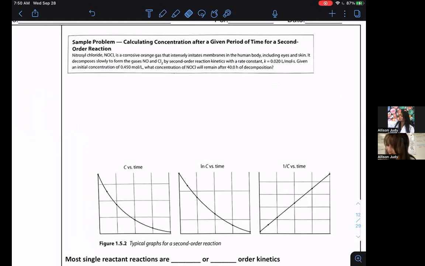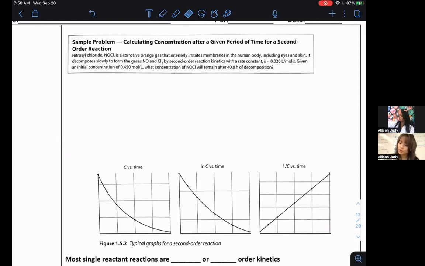Nitrosyl chloride, NOCl, is a corrosive orange gas that intensely irritates membranes in the human body, including eyes and skin. It decomposes slowly to form the gases nitrogen monoxide and diatomic chlorine by second order reaction kinetics with a rate constant of k equals 0.020 liters per mole second. Given an initial concentration of 0.45 molarity, what concentration of nitrosyl chloride will remain after 40 hours of decomposition?